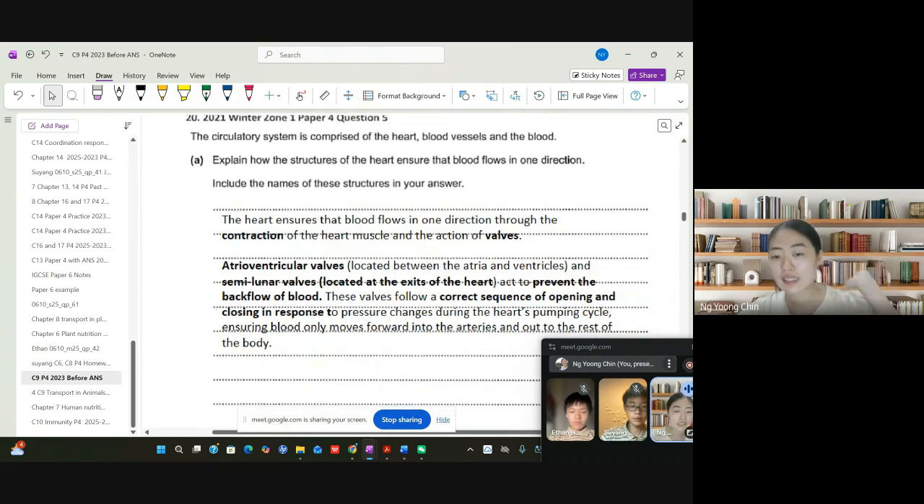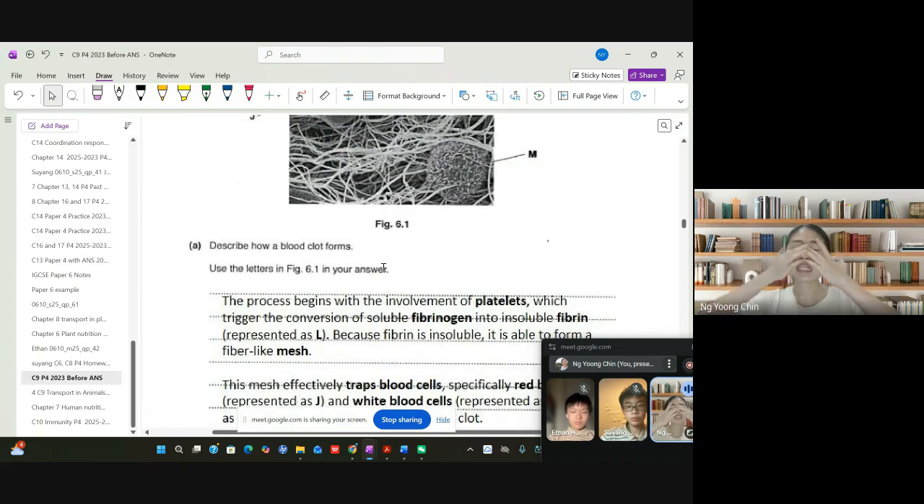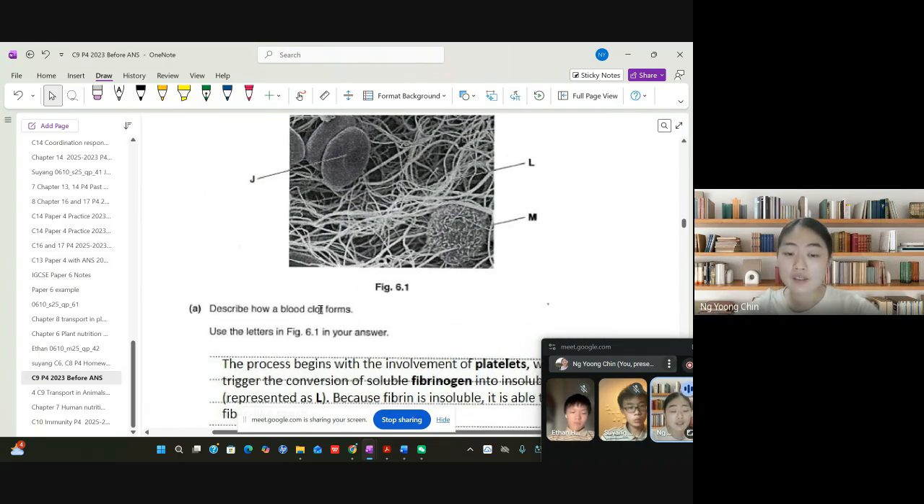So it's not as hard as you think. Okay, the valve also the same thing. Also the same thing. Okay, one thing I didn't mention to you a lot. This one, blood clot. You should know about the blood clot, how the blood clot is being produced, right?